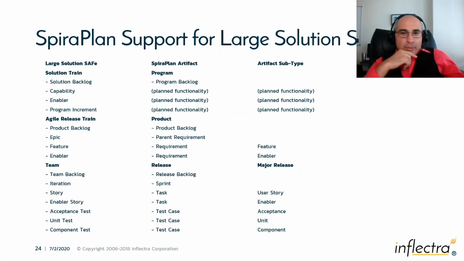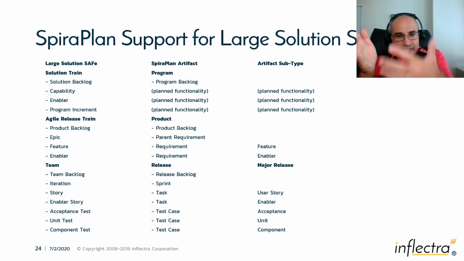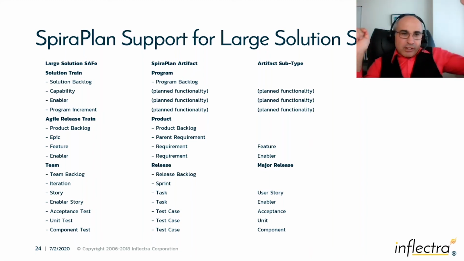And if you want to use SpiraPlan to do that, here's the functionality we provide using our new project, program, and portfolio management functionality. We can tie your solution backlog into what we call the program backlog. The Agile release trains are the products. The product backlog is the product backlog. The epics, features, enablers become our different types of requirement. The teams are releases. The backlog is the release backlog, sprints and iterations. So you can see from left to right the mapping of the SAFe artifacts and SAFe methodology and names over to the SpiraPlan equivalent.